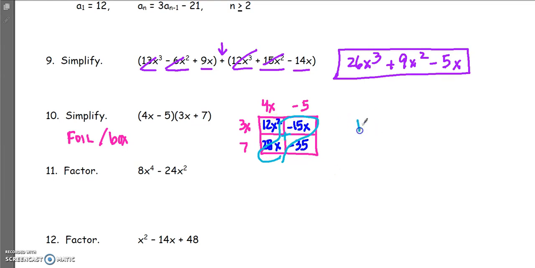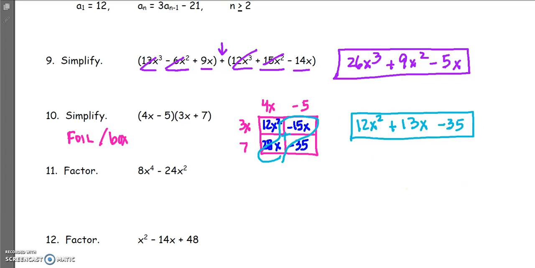Okay, so that means I'm starting with the 12x squared. And then I have negative 15x plus, this was 28x. So that's going to give me a positive 13x. And then we have negative 35 right there. So there's the answer for number 10.